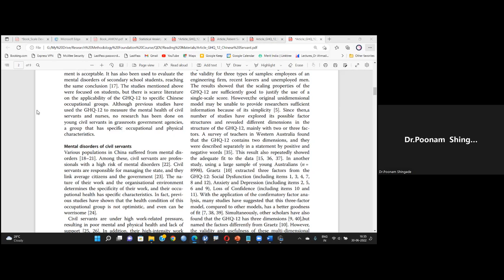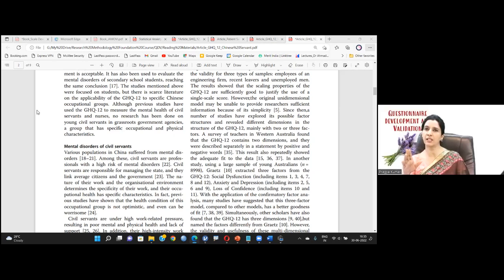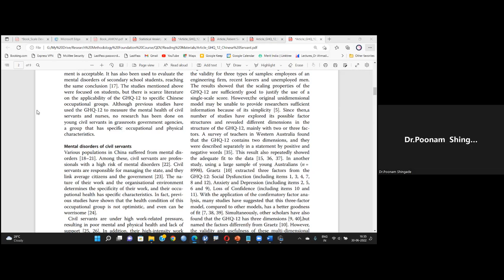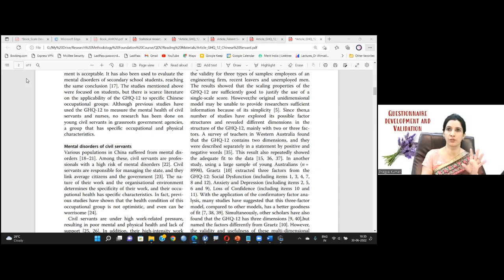No, ma'am, not yet. Then it is there on the website. We have shared those articles with you, and other reading resources too, which will help you understand the process of developing a scale. We have also shared two books on scale development. Those two are the best books on scale development.